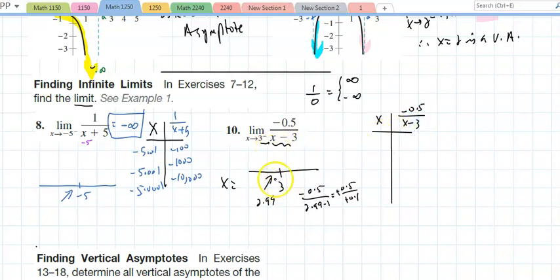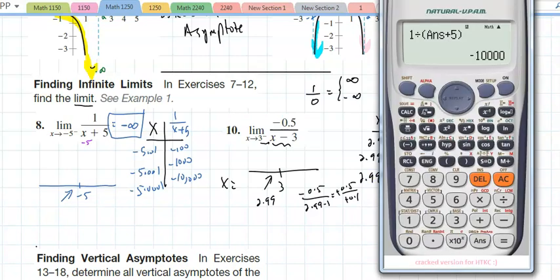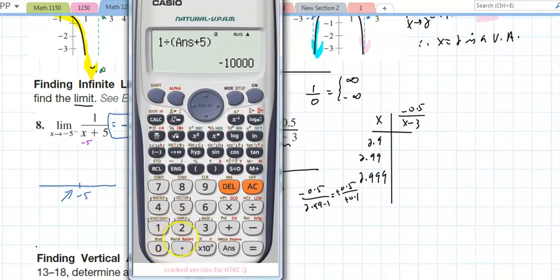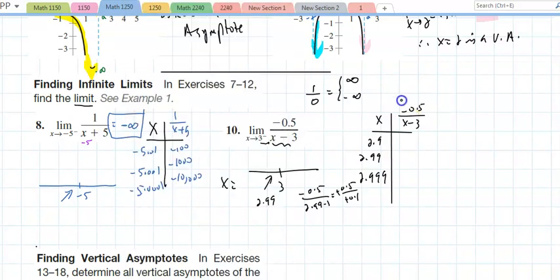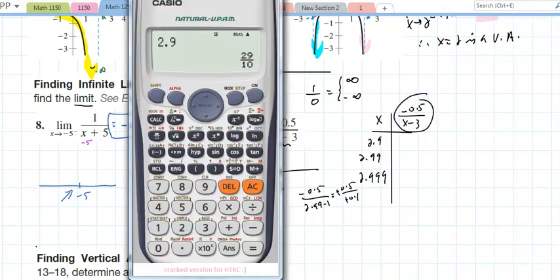A number to the left of 3: 2.9, 2.99, 2.999, and you get the idea. If I take 2.9 and input that, that's stored in my answer. Now if I take negative 0.5 divided by answer minus 3 in my calculator, I'm getting a 5.